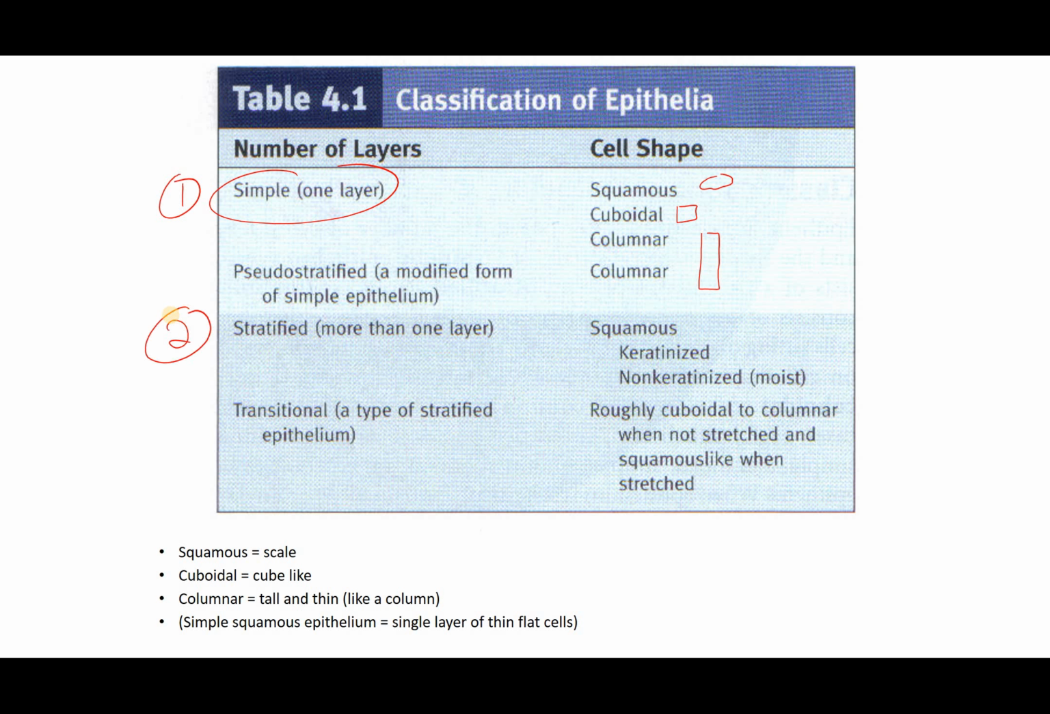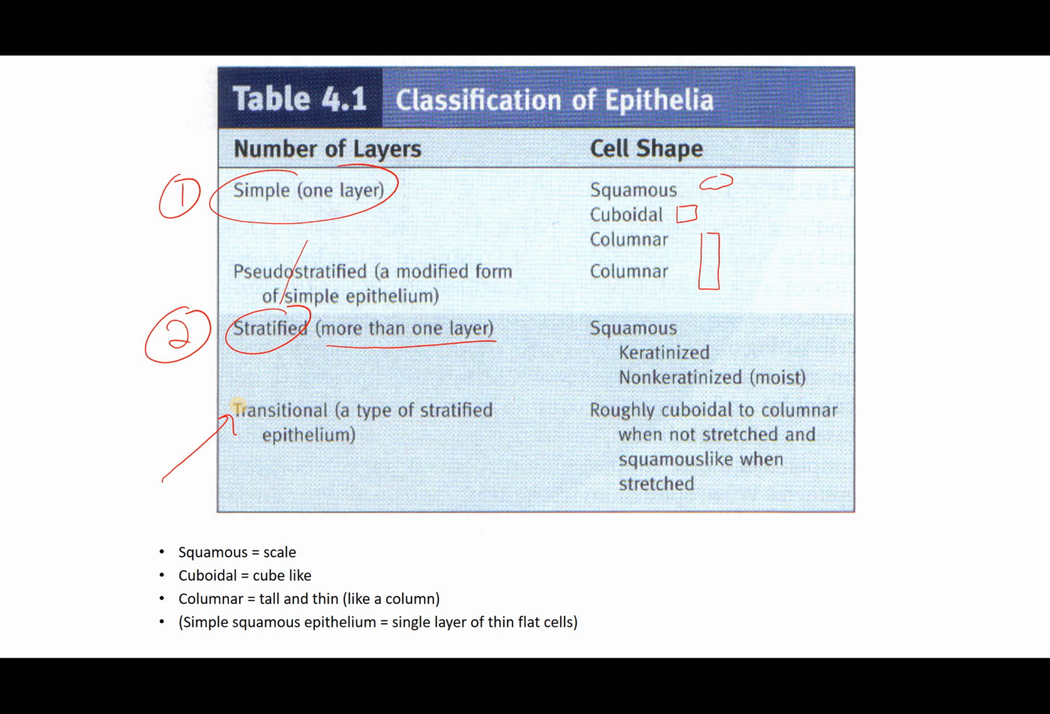The next thing is if it's more than one layer thin, which means two or more, we call it stratified. Then we have pseudostratified. Pseudo means false, so it gives it a false stratified appearance. And then the other type we see is transitional, which means it is in transition and it can be stretched. And you would find that in the urinary bladder. So we'll talk about that when we get there in a little bit.